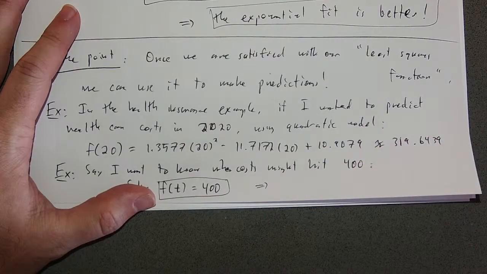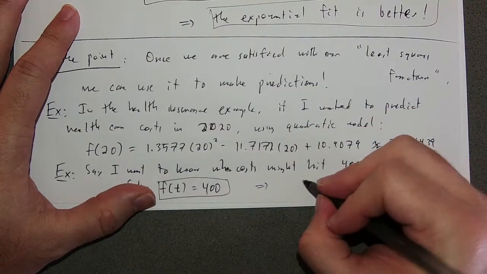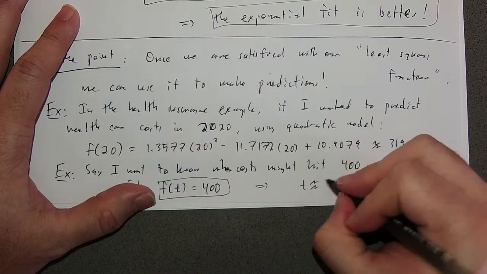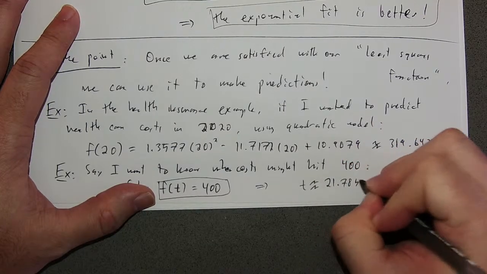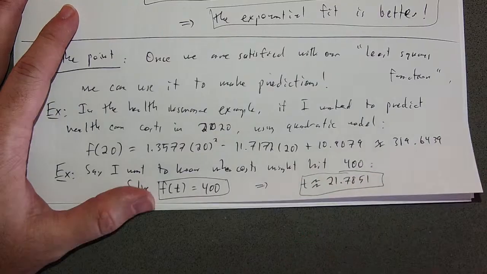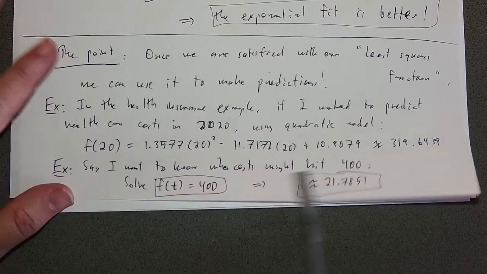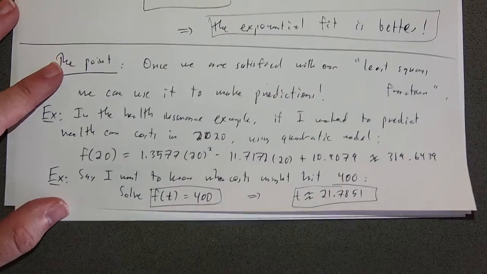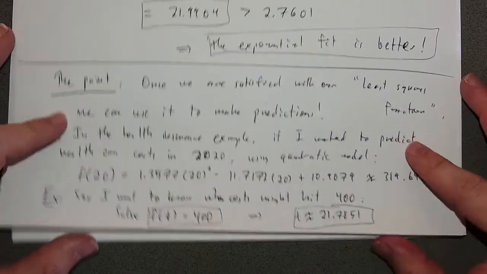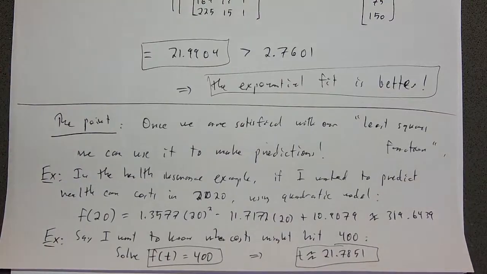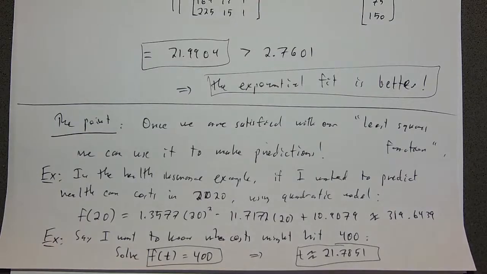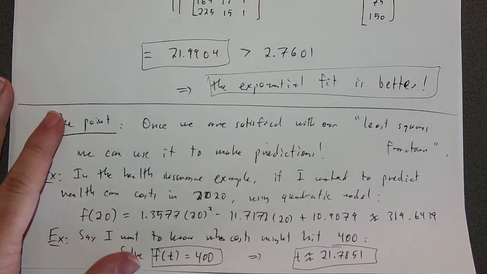If you only pay attention to the positive solutions, what you get is that t is approximately 21.7851. So at what time past the year 2000 will the cost hit 400? According to this quadratic model, it would be 21.7851 years after the year 2000. So like mid 2021. But yeah, these are two very basic examples of how you might make predictions.